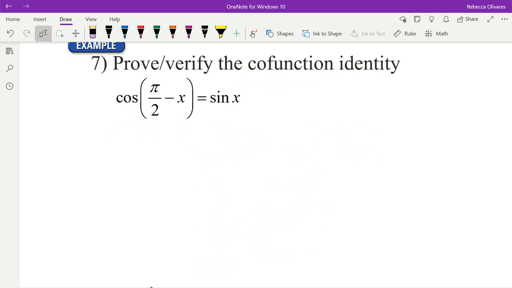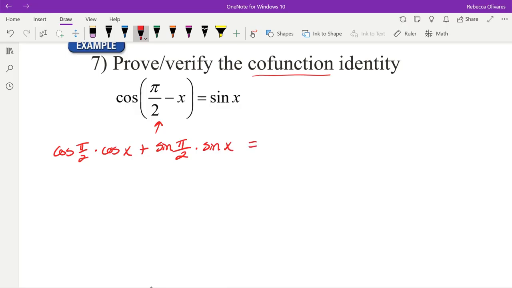All right, next we're going to do a verifying or a proof of one of these identities. This is actually the cofunction identity. We've talked about this identity a little bit. I'm going to take the left-hand side and use the cosine difference identity, which says we're going to do cosine of the first angle, pi over 2, times cosine of the second angle, which is X, and that's a subtraction sign. So remember with cosine it was a minus or plus, so it's going to be plus sine of pi over 2 times sine of X.